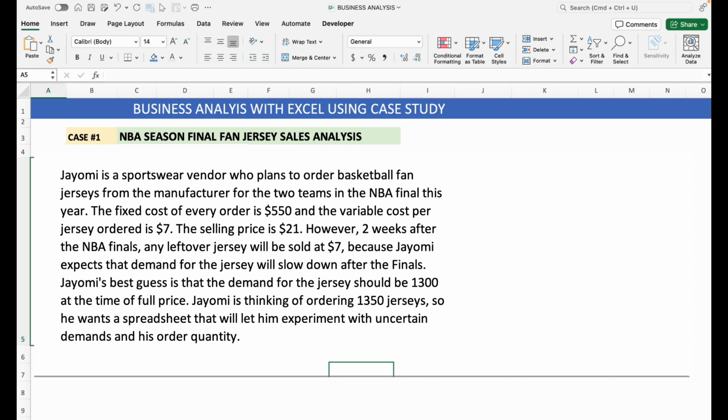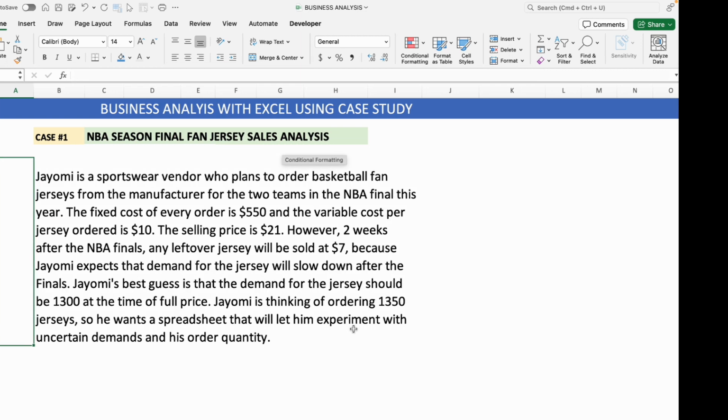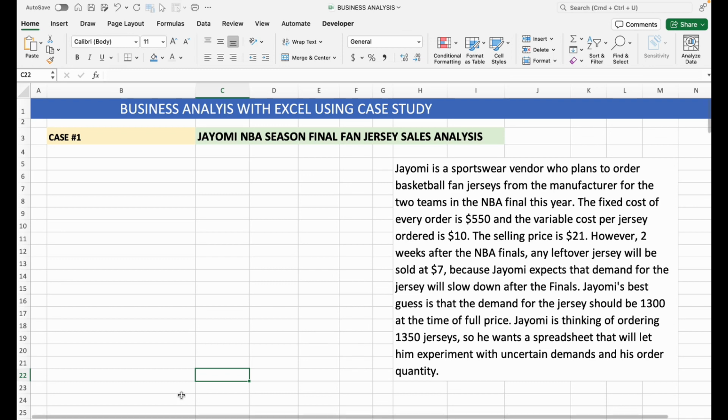Jayomi's best guess is that the demand for jerseys should be 1,300 jerseys at the time of full price. Jayomi is thinking of ordering 1,350 jerseys. So he wants a spreadsheet that will let him experiment with a certain demand and his order quantity. So let's move on. So this is our Excel sheet.